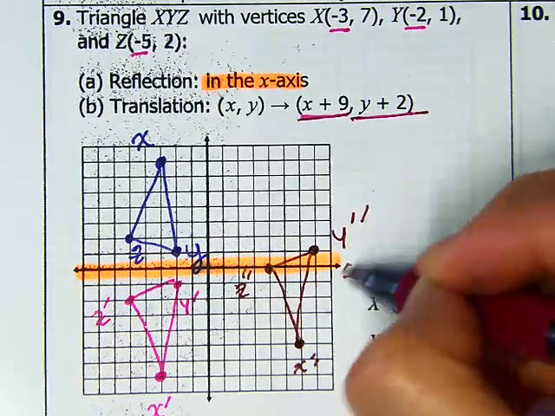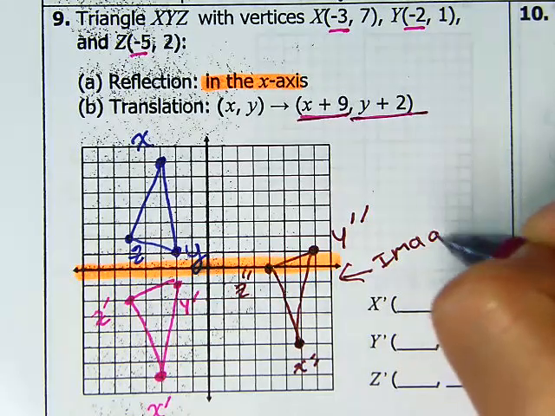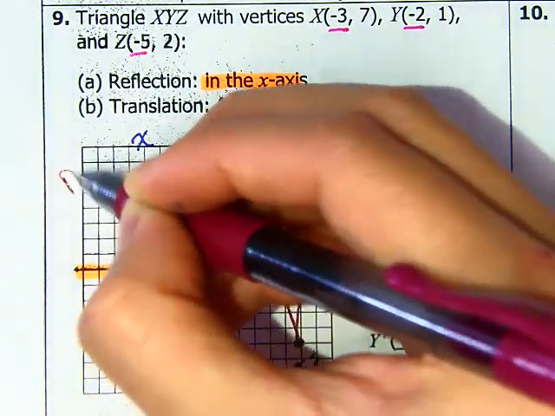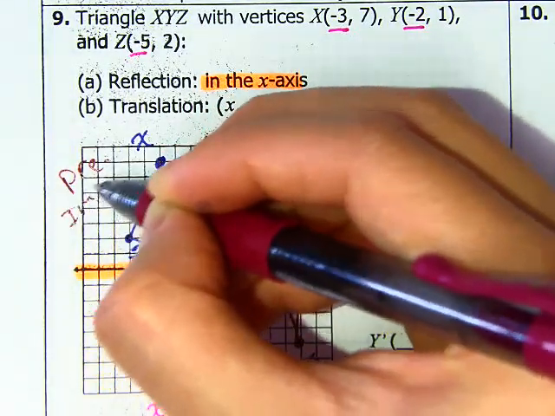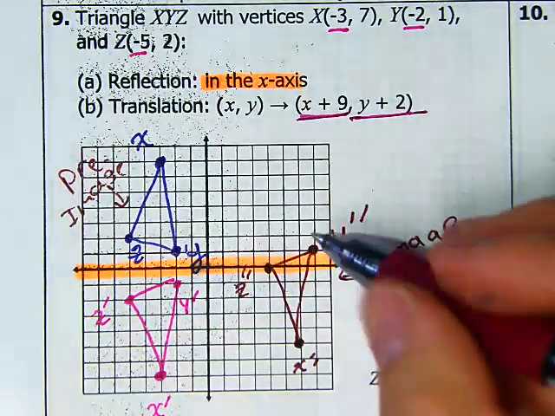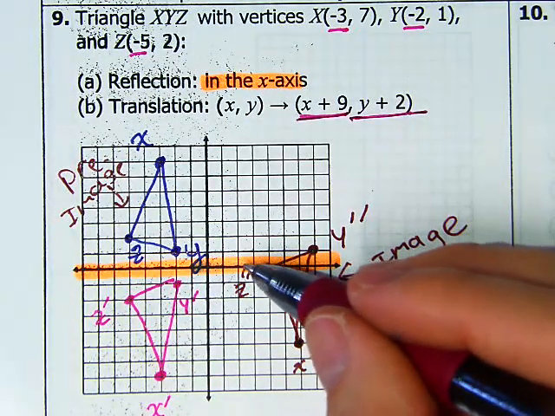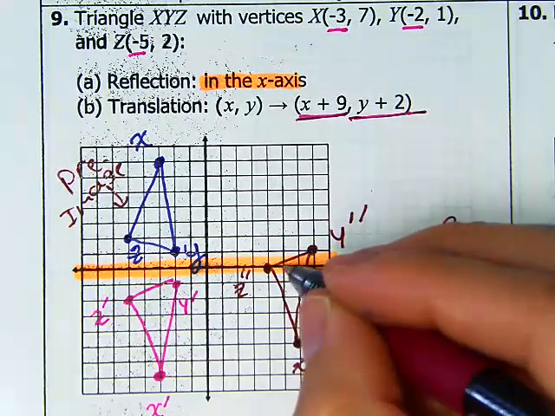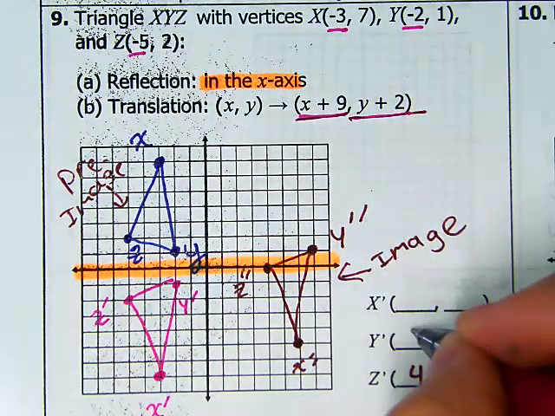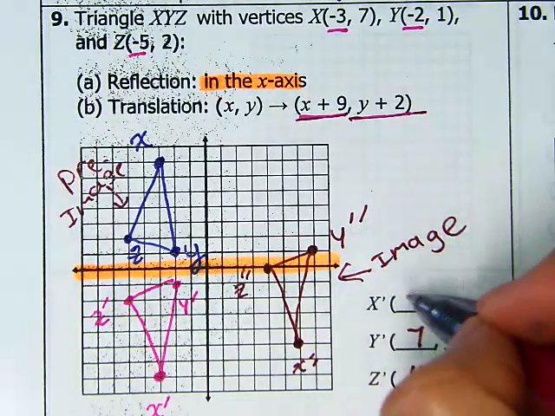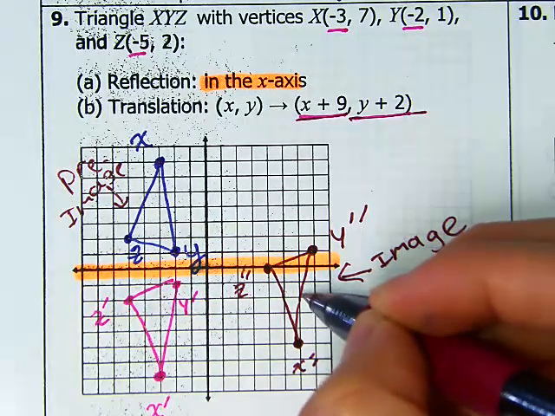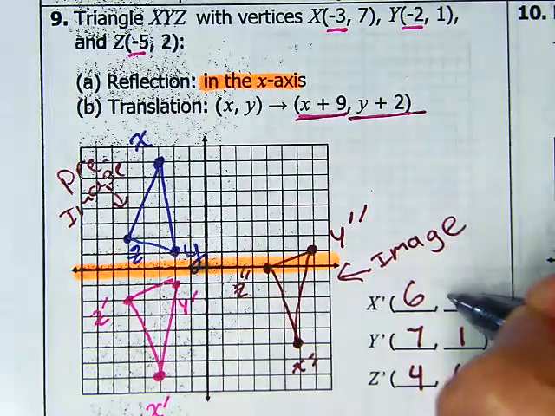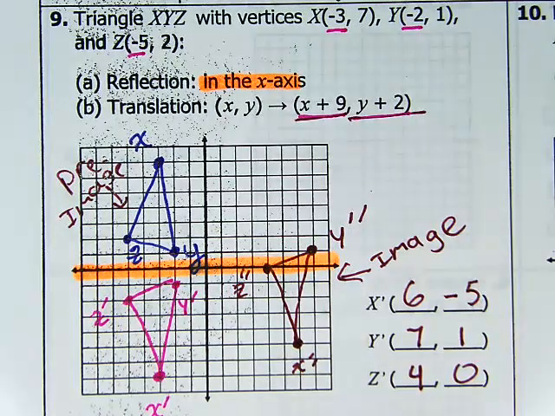There's not really a word for that middle one. We would still call it the pre-image. And we go ahead and find our coordinates. So z is 1, 2, 3, 4, 0, 5, 6, 7, 1, and 6, 5, -5. And that's the end of this video.